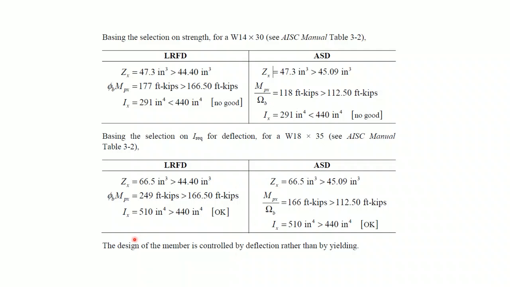Also, it says the design of the member is controlled by deflection rather than by yielding, because the problem already said to get the economical section based on deflection criteria. That's how this member is controlled by deflection. So this is the solution for the problem.